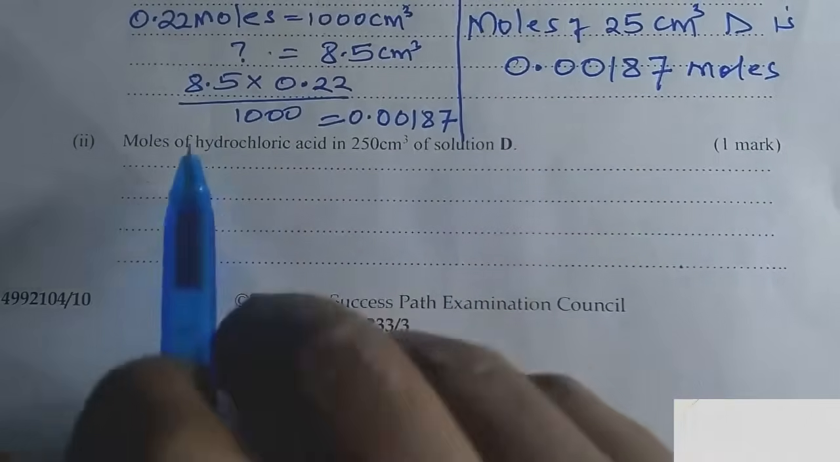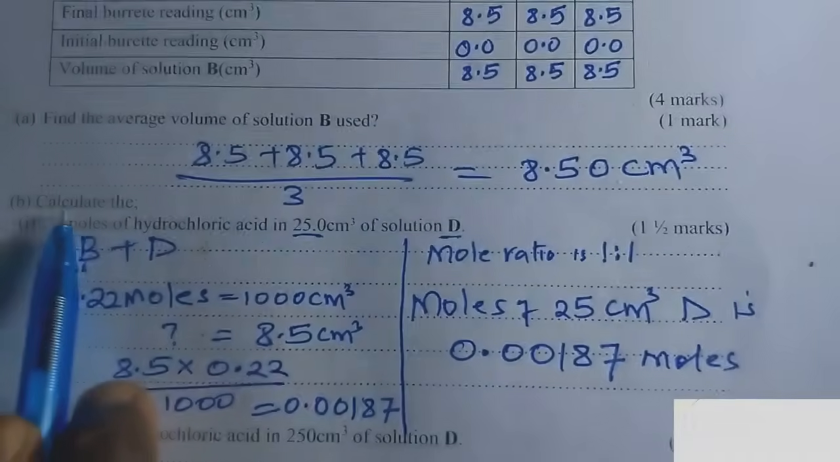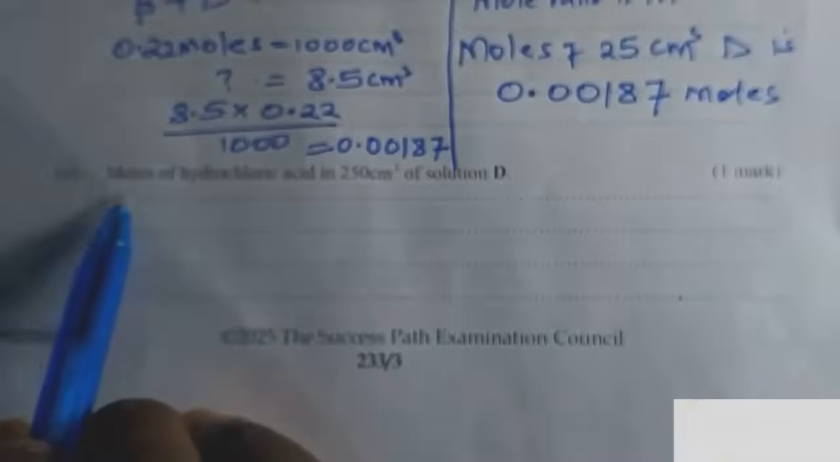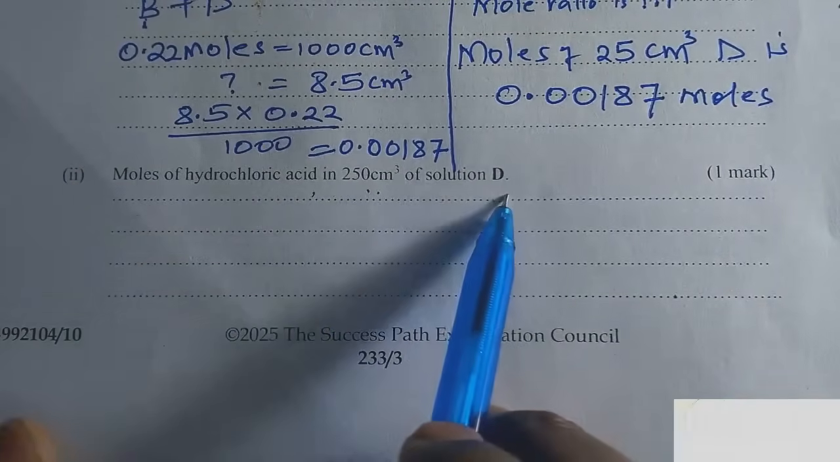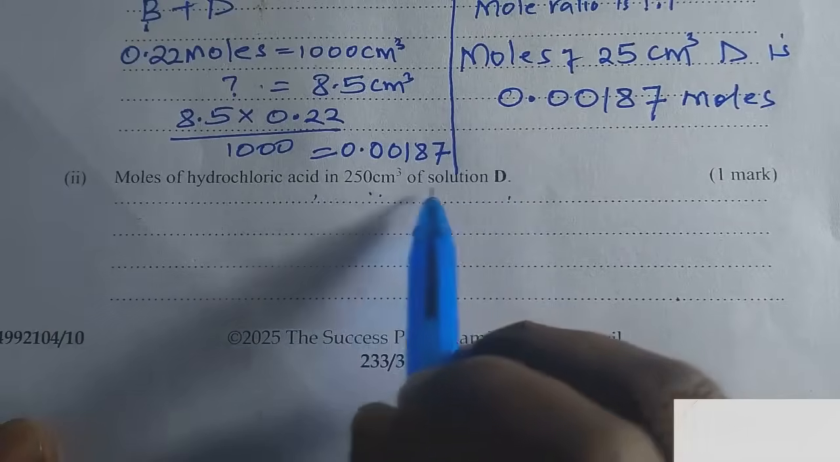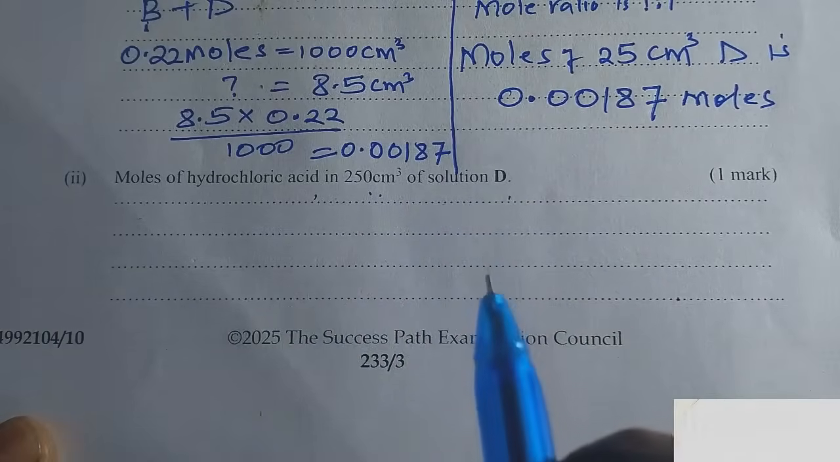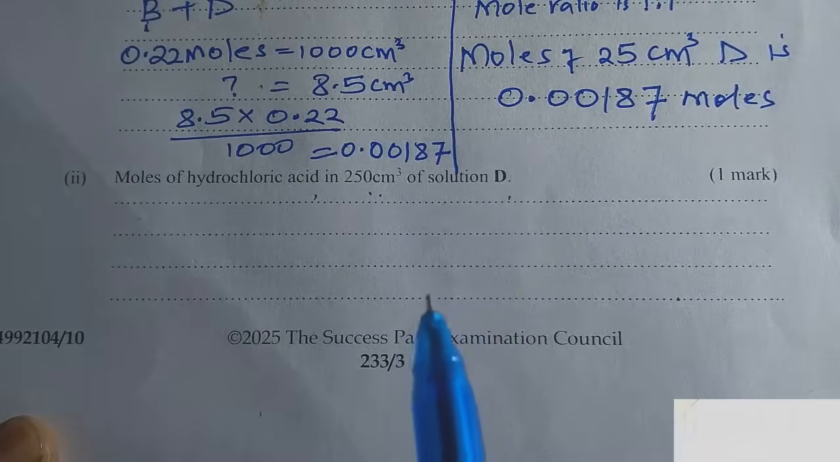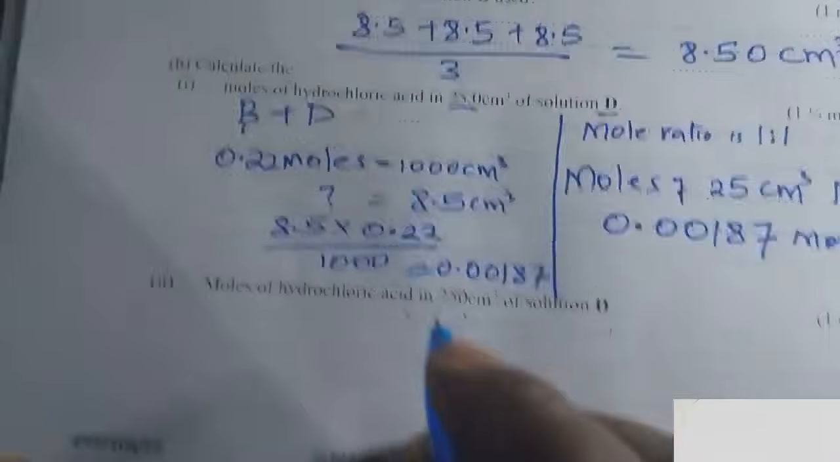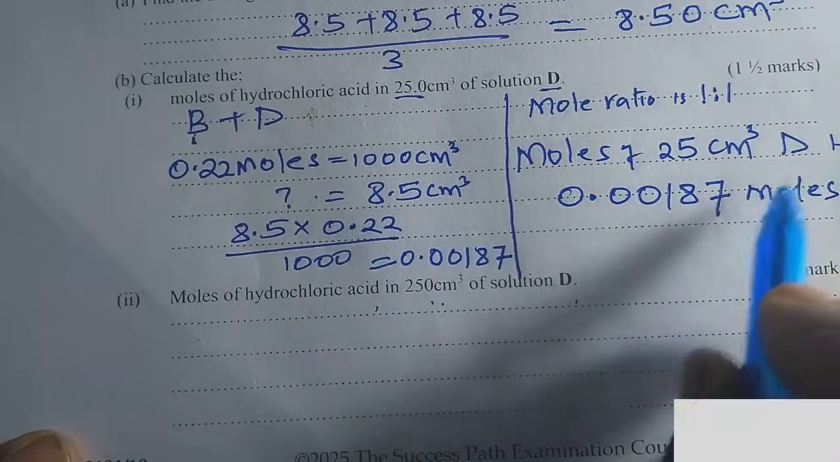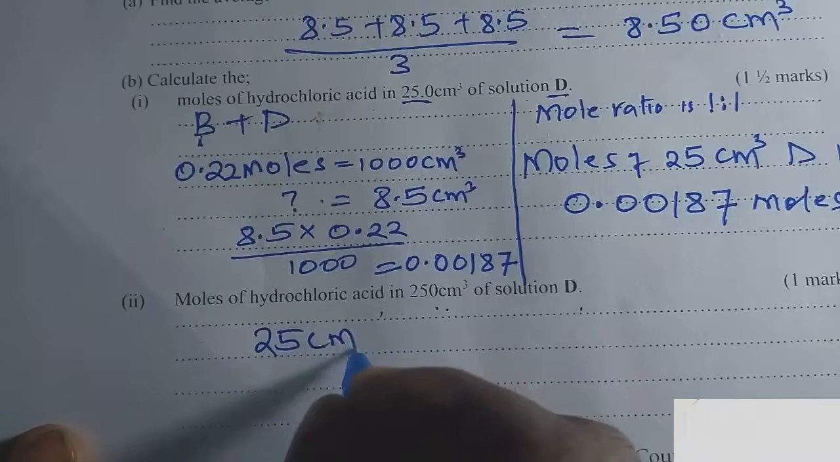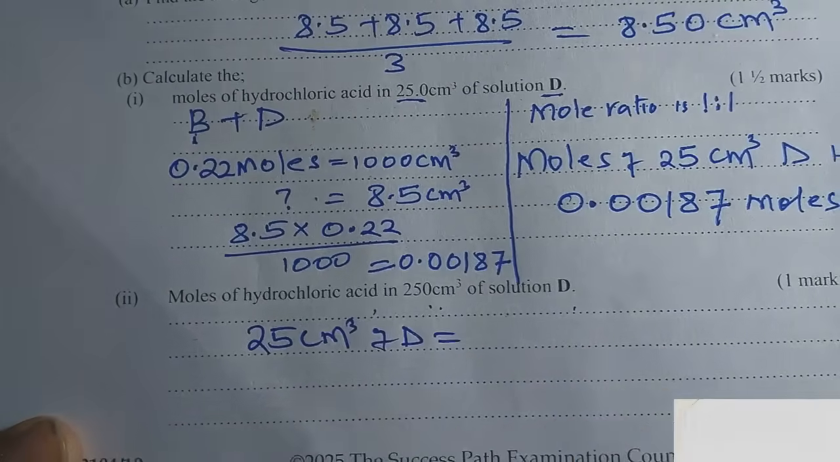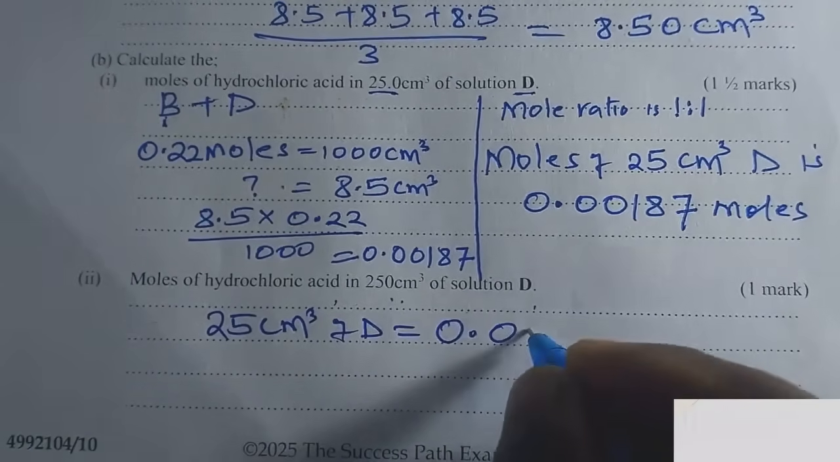We start the question here: calculate the moles of acid in the 250 solution D. So immediately we get the number of moles in 250. We get the number of moles that remained after reacting with solid Q. So we have in 25 of D, 250, we get easily. 25 centimeters cube of D contains 0.00187 moles.